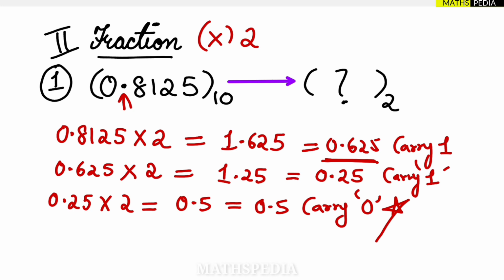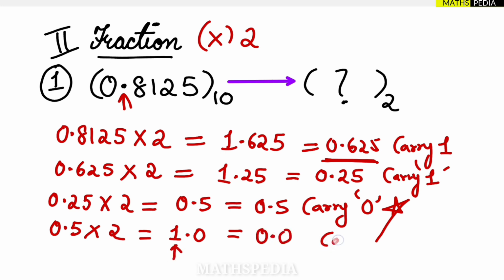Now we have to take 0.5 and multiply with 2. You will be getting 1.0 or 1, whatever, but try to write it in decimal point only. Don't write just 1. You have to write 1.0. Now since it is 1 again here, you have to write it as 0.0 and write carry as 1. Now you will be asking one doubt: when do we stop this procedure? We have to stop here because we have got 0.0. Whenever the last number is 0.0, we have to stop there. So this will be the last answer.